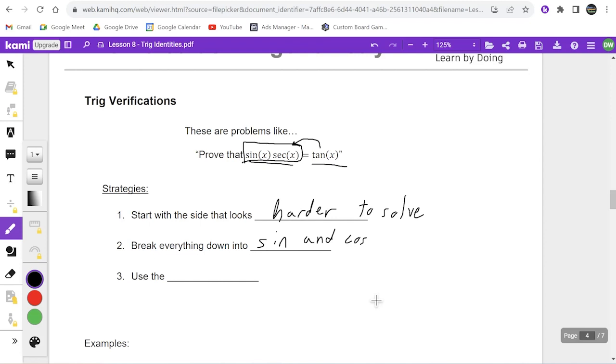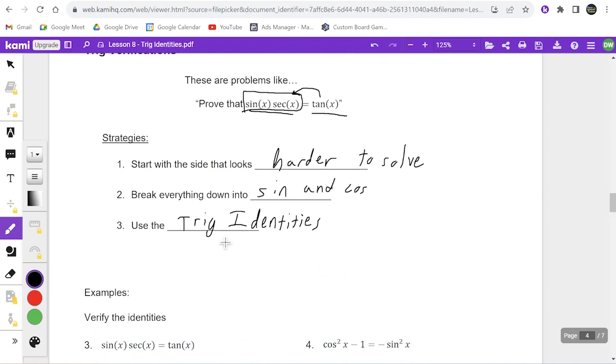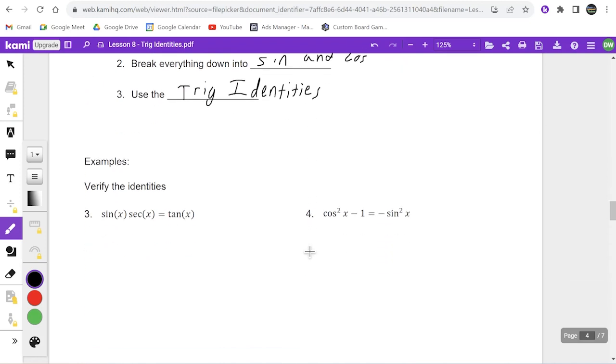And then finally, the third strategy is use the trig identities that we just learned on the first page. For the rest of today, and even on your homework, if you need to flip back to that sheet, I will gladly let you use your trig identities so you don't have to memorize them. But even if I give you the whole sheet, it's not going to give you the answer just there. There's still a lot of work on your own part that you have to do.